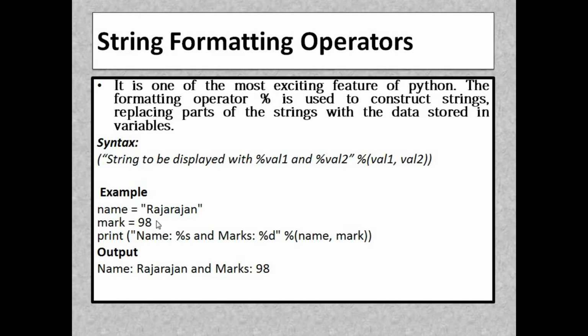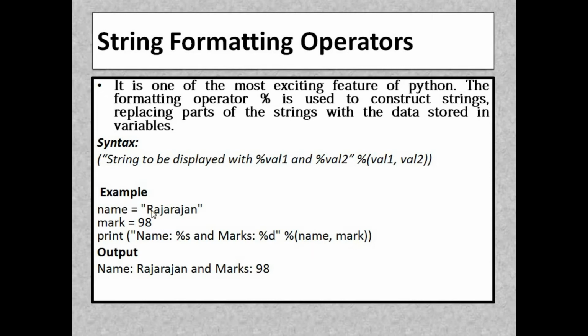For example, name is equal to Rajarajan, mark is equal to 98. Print "name %s and marks %d" % (name, mark). So name and mark are the two variables. The formatting operator is used to construct the string, replacing part of the string with the data stored in the variable. So this %s will be replaced with the data stored in the variable name, and %d with marks.